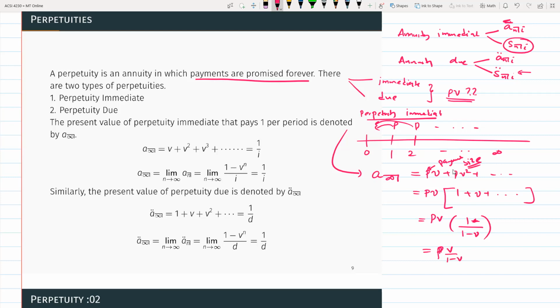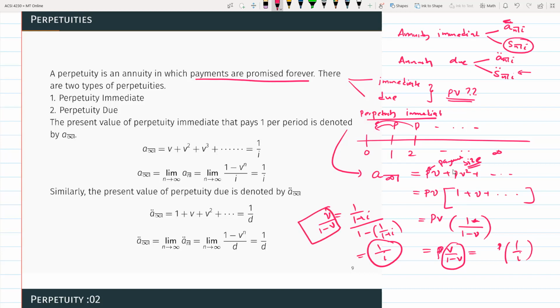And this one you can prove is 1 over i. Okay, so try to prove v over (1 minus v) is 1 over i. What is v? v is 1 over (1 plus i). And then 1 minus v is i over (1 plus i). And when you simplify this, you can right away see it's 1 over i. Okay, so that's the formula for perpetuity immediate.